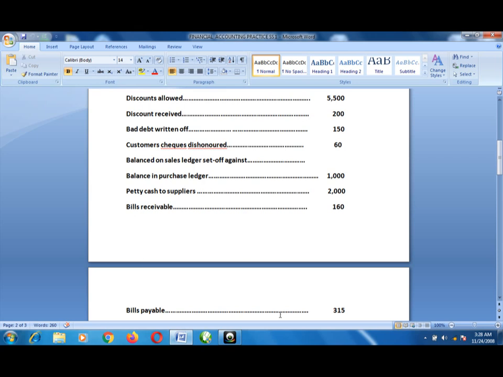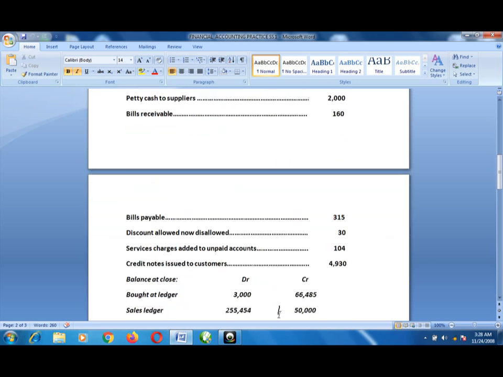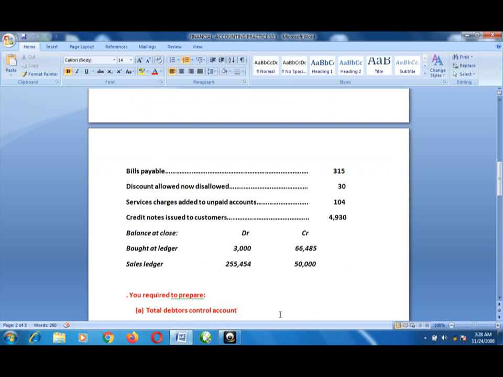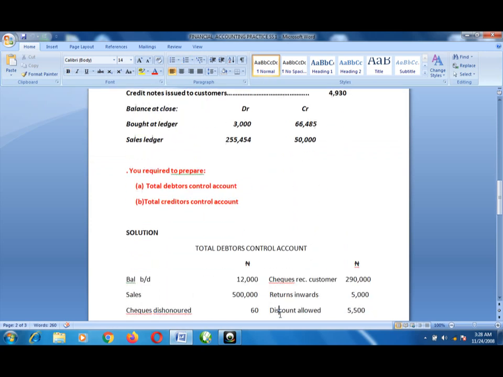And after that, you have to prepare. Before you prepare, you have a discount allowed, now disallowed. You have a service charge added to an unpaid account, and a credit note issued to customer. You have a balance at close, both purchase ledger balance and sales ledger balance. You have to prepare the sales ledger and purchase ledger control accounts.